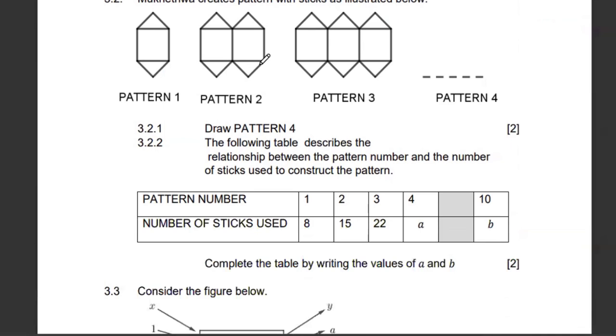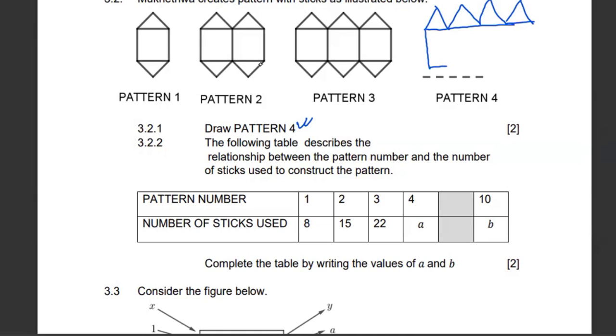Then 3.2, this person creates a pattern with sticks as illustrated below. They want us to draw the 4th pattern. So 4th pattern is gonna be 4 zigzag lines. So 2, 3, and 4.